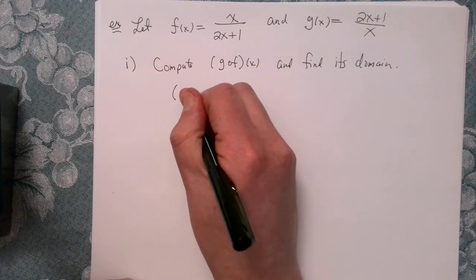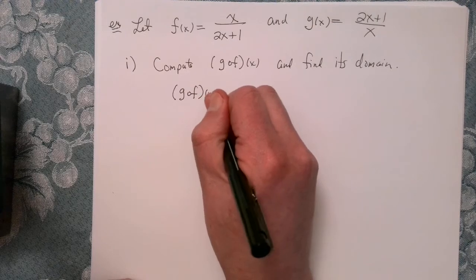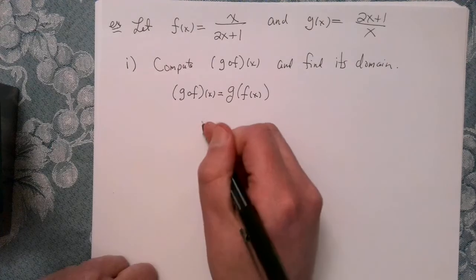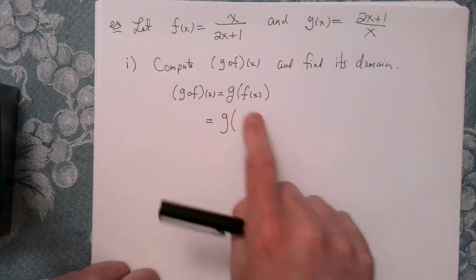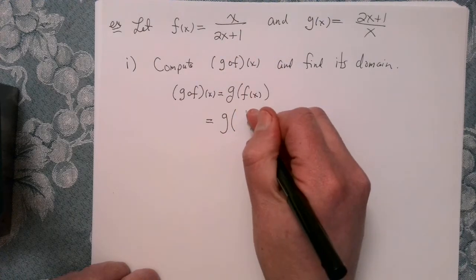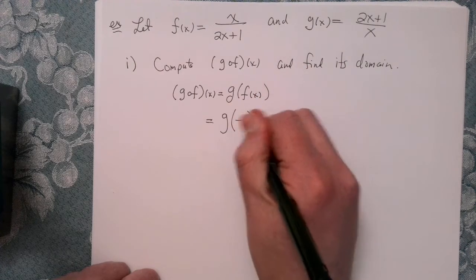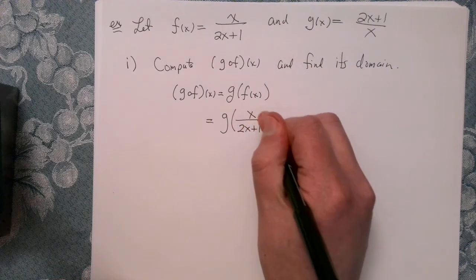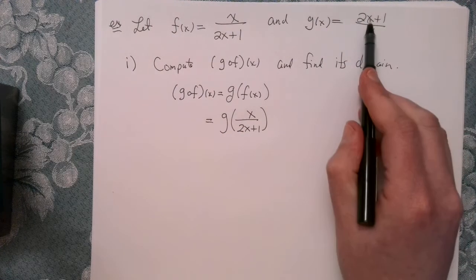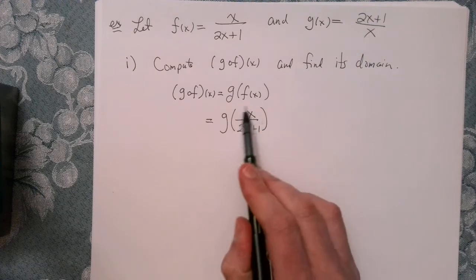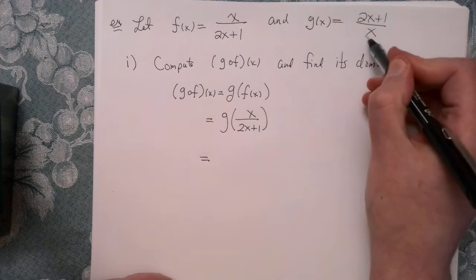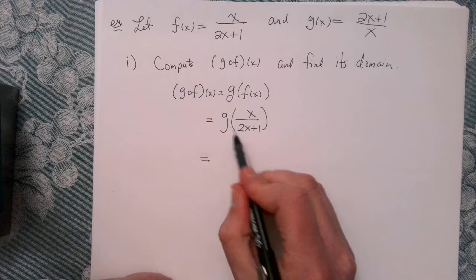Okay, so let's first note something. So g after f of x is g of f of x. But that means that I need to take the function f, and that's going in here. So the function f is x over 2x plus 1. And everywhere that g has a variable, here and here, I need to place in a copy of this.